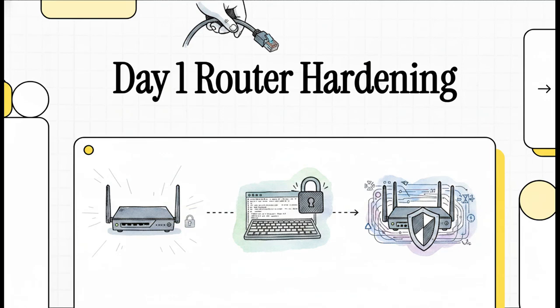Welcome to This Explainer. Today, we're tackling an absolutely critical mission for any network engineer, and that is hardening a Cisco router from its very first boot up all the way to its production deployment. We're looking at the definitive day one workflow, because think about it, when you pull a brand new router out of the box and power it on, it's essentially a blank slate, no defenses, no secure access, and absolutely zero encryption. Our job is to lock it down tight before it ever touches a live network.